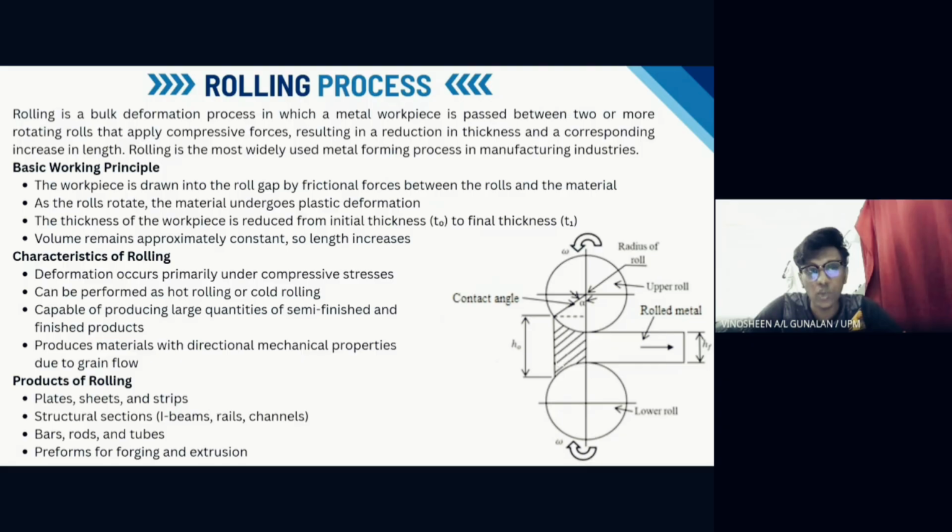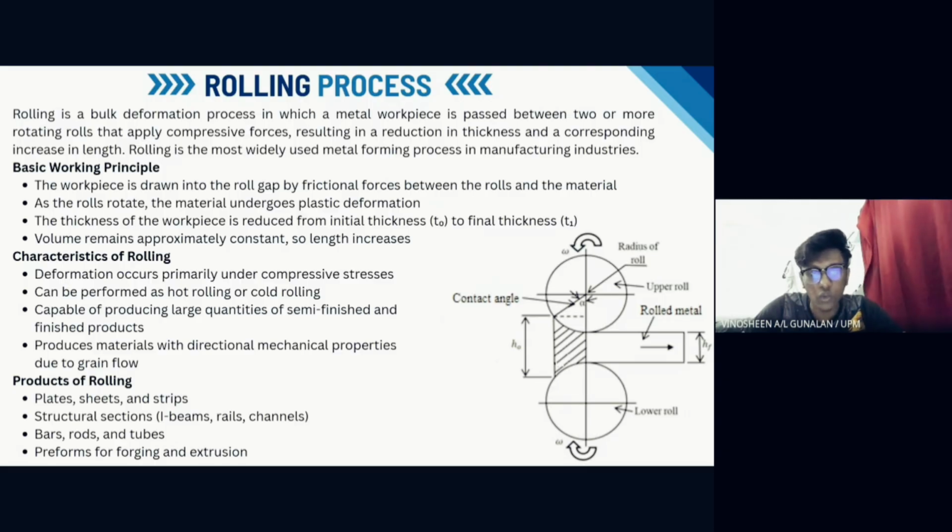First, basic working principles. The workpiece is drawn into the roll gap by frictional forces between the rolls and the material. As the rolls rotate, the material undergoes plastic deformation. The thickness of the workpiece is reduced from initial thickness to final thickness. Volume remains approximately constant, so the length increases.